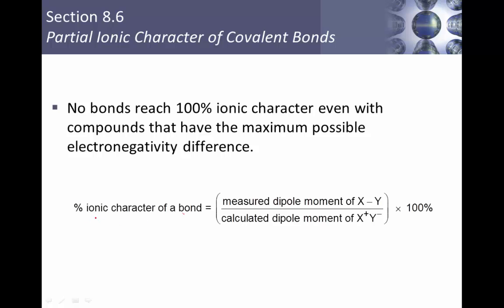character. This is how you calculate ionic character. You take the measured dipole, okay, and then the calculated dipole, divide them and multiply by 100. And so because these bonds are measured in the gas phase, the ions are very far apart. And so there's no way to get a 100% ionic compound character.